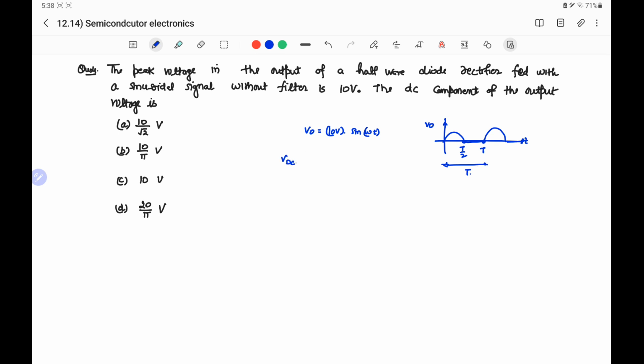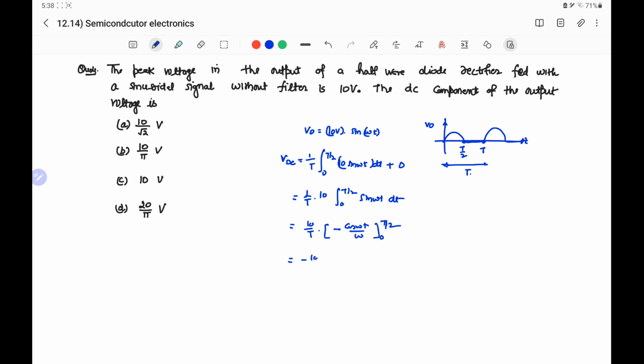So the average value of the voltage, or DC voltage, is 1 by time period T, integral 0 to T by 2, and output voltage is 10 sin omega t dt, and for the next half we have the zero value of the output voltage. This is equal to 1 by T into 10, as 10 is constant and taken out, remaining is the integral from 0 to T by 2 of sin omega t dt, and it is equal to 10 by T. Integral of sin omega t is minus cos omega t by omega, and limits are 0 to T by 2.